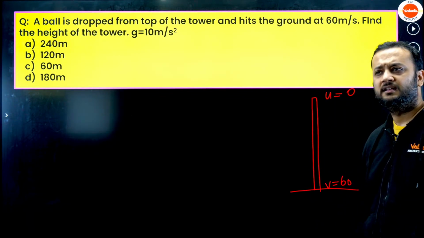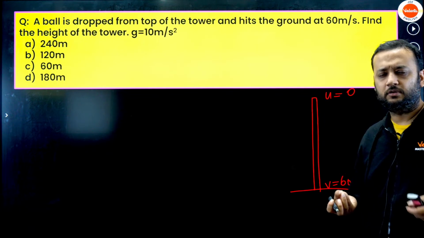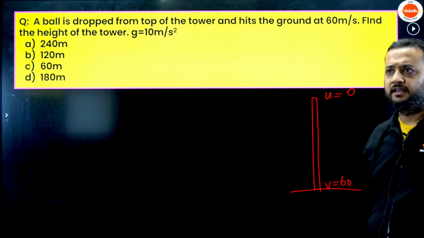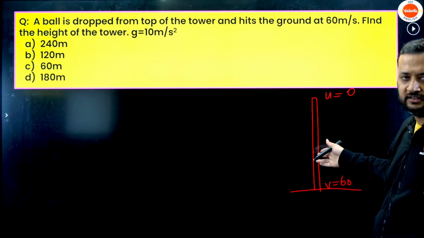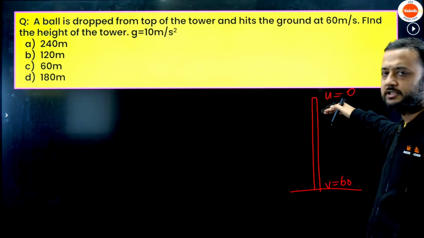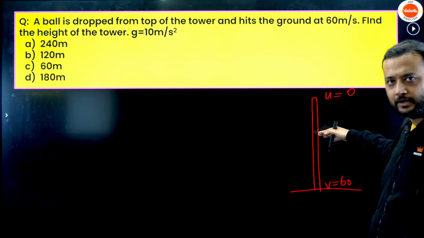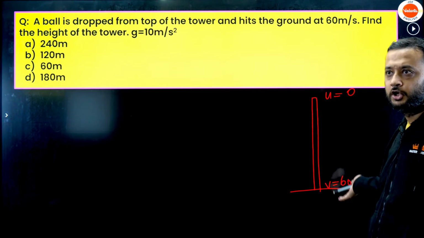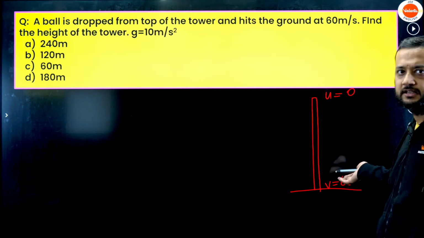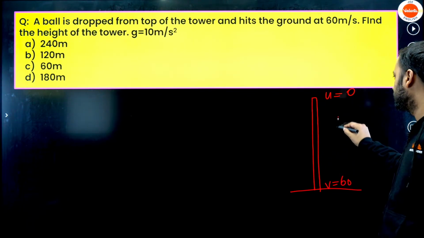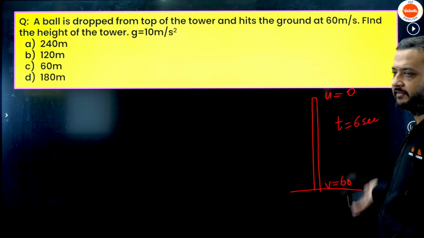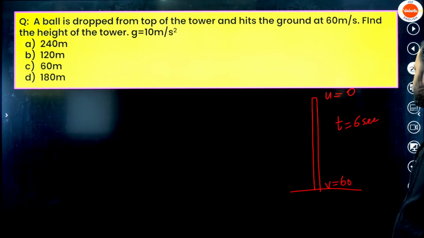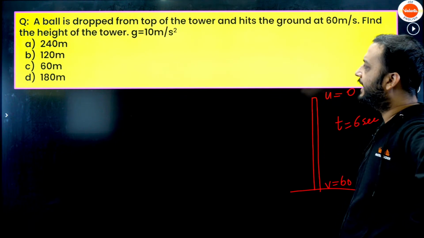6 seconds. Do you even see that I just took a fraction of a second to calculate 6? Why? Because gravity is increasing the velocity at the rate of 10. So in 1 second velocity would have become 10, in 2 seconds 20, in 3 seconds 30. So to become 60, it would have taken 6 seconds. So t is simply 6 seconds, right? In 6 seconds the velocity would have become 60.